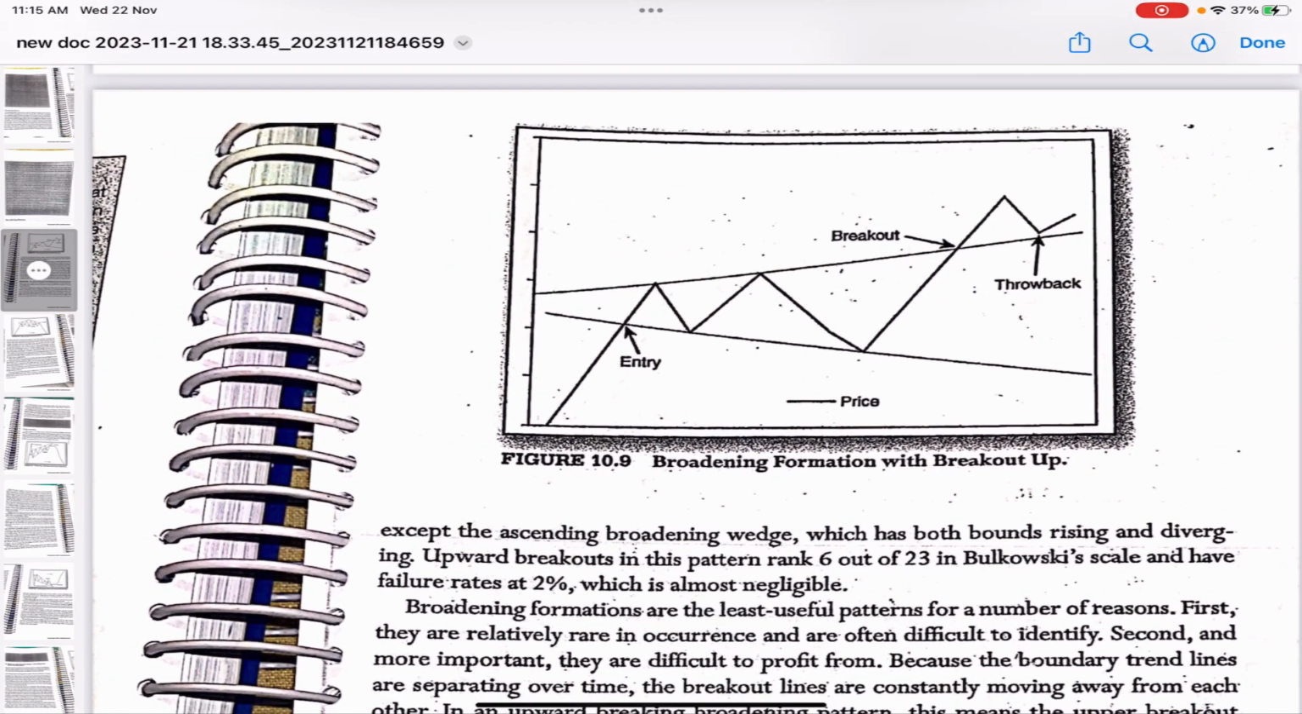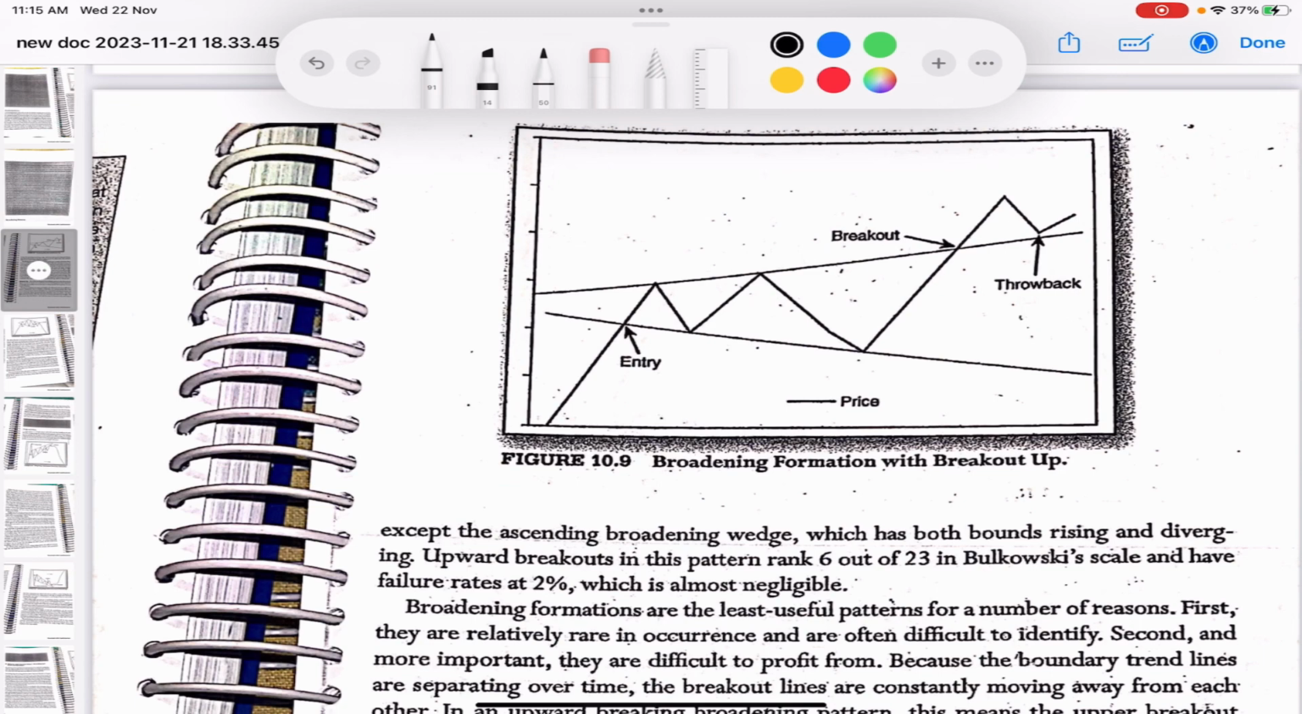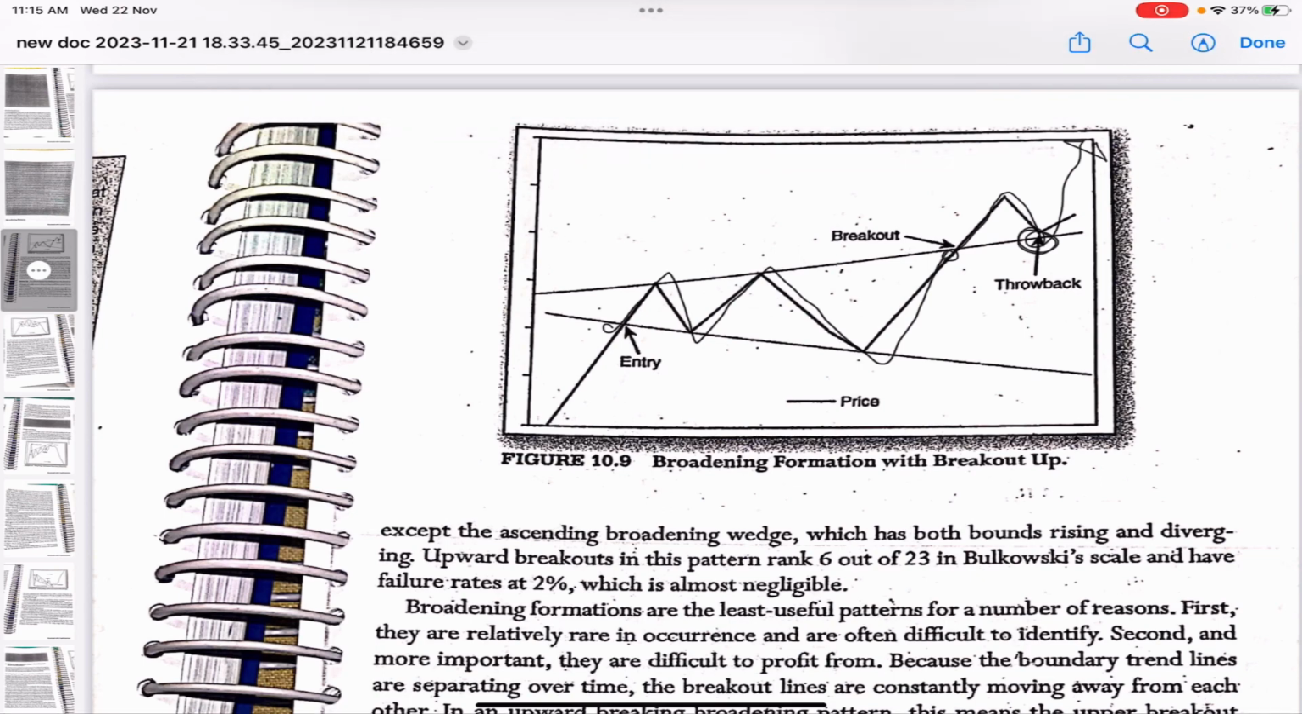Okay, so now if you look at the pattern given over here, you can see that initially the price was converged together, and then with time the price diverged from each other. So how do you trade stocks like these? You basically wait for the price to break out from this widening pattern, and when it throws back, you enter over here and the price basically goes up. So that's how you monetize on the broadening patterns.